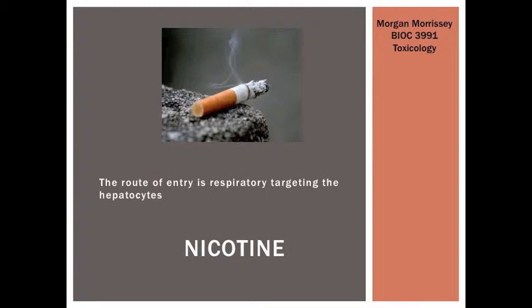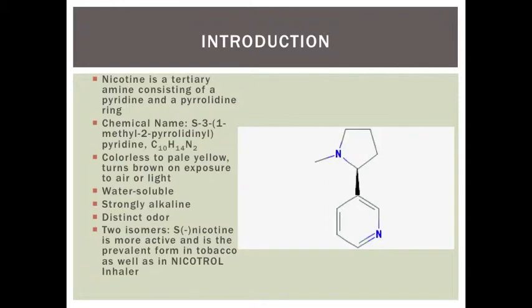This presentation is on the toxin nicotine, via the respiratory system as the route of entry and targeting the hepatocytes in particular. Nicotine is a tertiary amine consisting of a pyridine and a pyrrolidine ring. Its chemical name is S-3-(1-methyl-2-pyrrolidinyl)pyridine, and it has a chemical formula of C10H14N2.